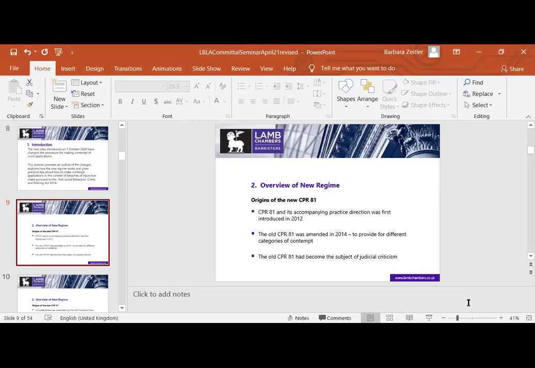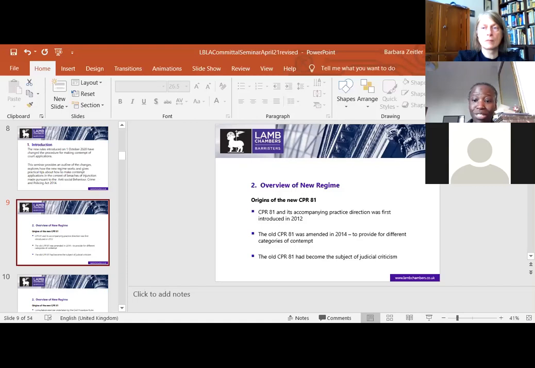In 2014, the old CPR Part 81 was amended. The amendments provided for different categories of contempt, and this is the one that was immediately replaced. The old CPR 81 comprised 38 rules, 2 practice directions, and a practice guidance from the Lord Chief Justice. To say that it was unwieldy and had become somewhat cumbersome is an understatement.